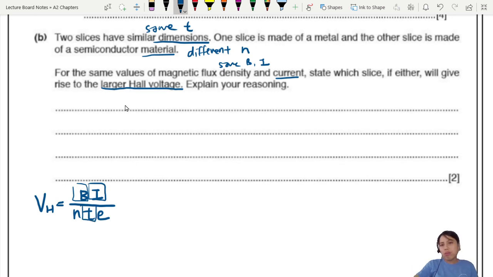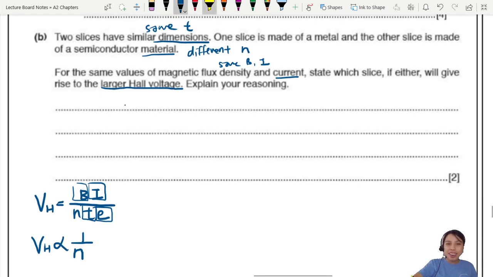e is just a constant, 1.6 times 10^-19. So this one is constant. All that's left is VH and n. So the relationship between these two is that VH is inversely proportional to the number density. So they are different material, right? They already say different n. So we have to talk about that. So we need to explain our reasoning. Which one will have larger Hall voltage? So you must say, if n is small, then VH is big. Inversely proportional.